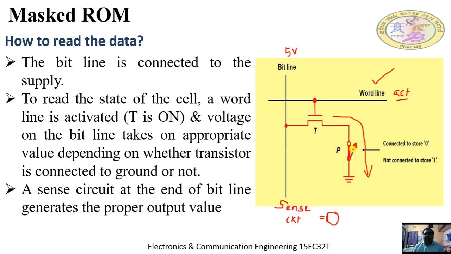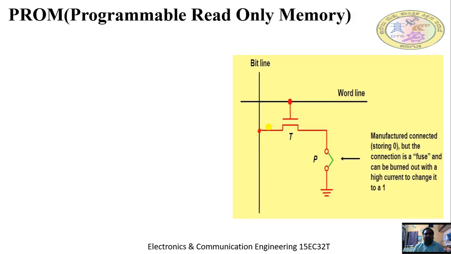By default, all switches will be in open condition. If they are in open condition, they will be storing 1, and if they are in connected position, they will be storing 0. A sense circuit which is connected at the end of the bit line will read the content as 0 or 1. This is how we are going to write the content into the mask ROM and read the content from the mask ROM. So this is programmed by the manufacturer.